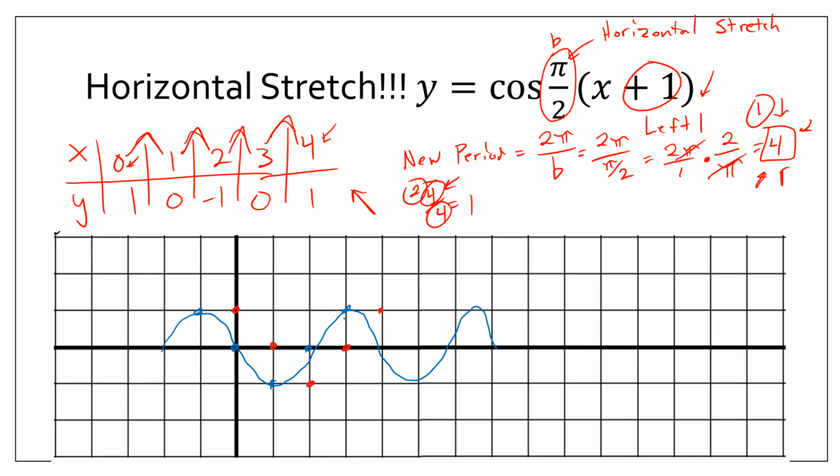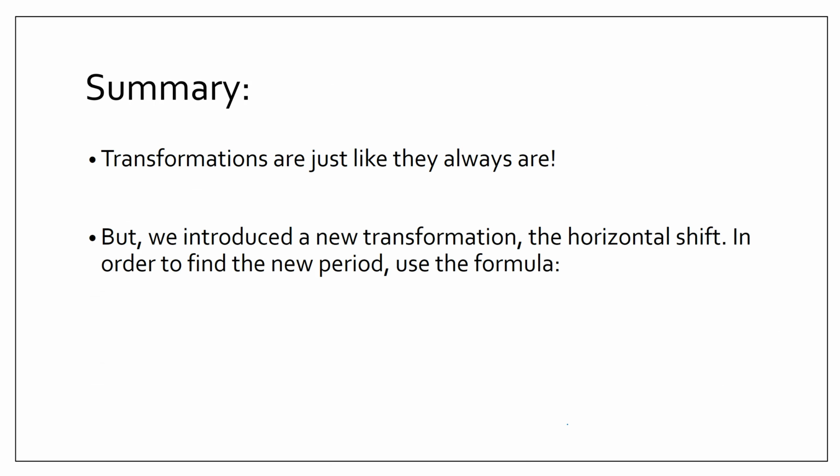There were a lot of steps in there. Of course, we'll talk about them more in class, but in general, to find the new period, go 2 pi divided by b. To find how much room needs to be in between points, divide that by 4. So, summary. Transformations are just like they always are, but we introduced a new transformation, the horizontal shift. In order to find the new period, use the formula 2 pi over b. That will tell you the new period. And then if we divide that by 4, that will give us our interval in the table.